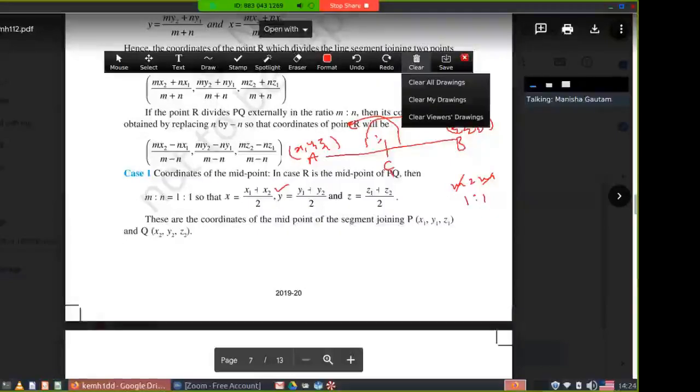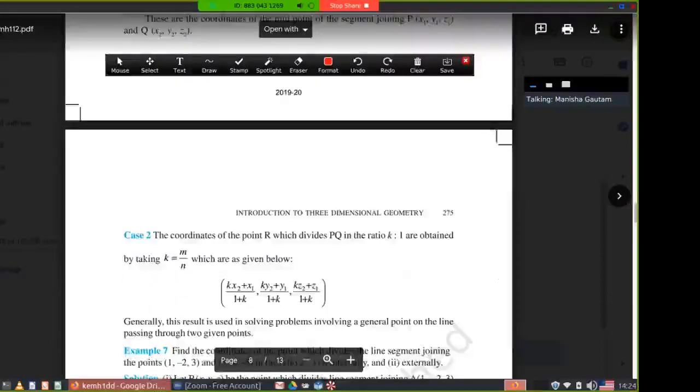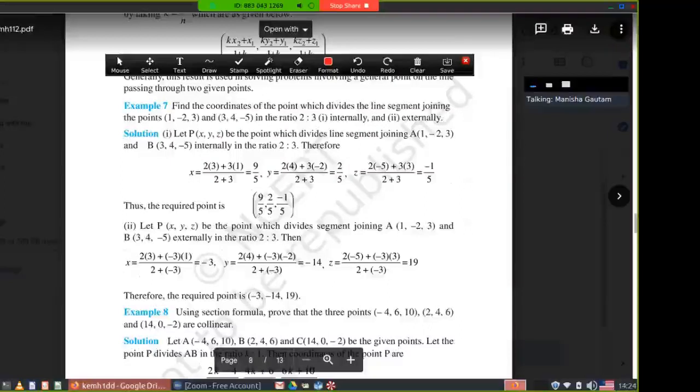Let's see what are the examples. I have discussed the second case. Now example number 7. Find the coordinates of the point which divides the line segment joining the points 1, -2, 3 and 3, 4, -5 in the ratio 2:3 internally and externally. Then you have to apply the formula with plus sign internally and with negative sign externally.